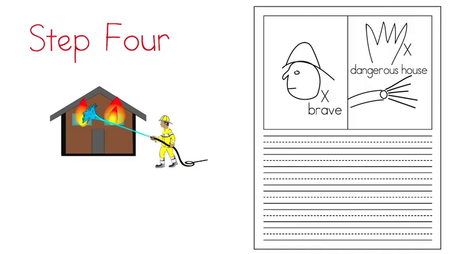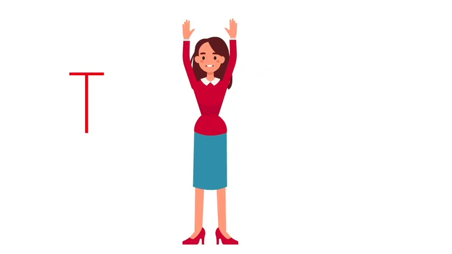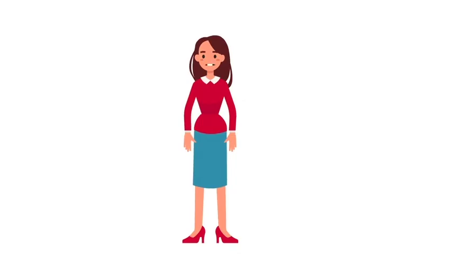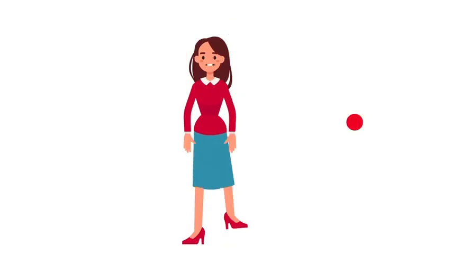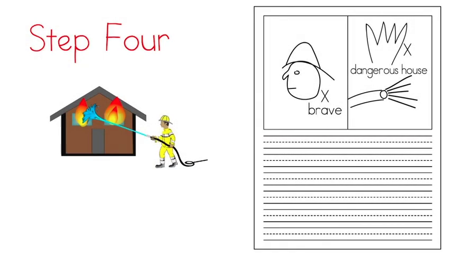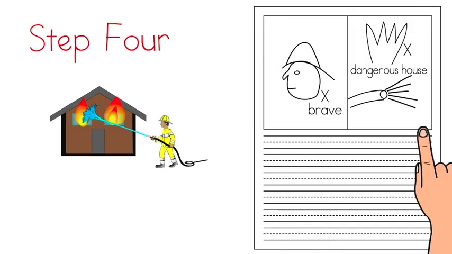Plan for the capital and stop. Every sentence starts with a capital, and every sentence ends with a stop. Go back to the planner. Say the sentence. Then write the first word of the sentence in the left box and mark a period in the right box to show that's where the sentence begins and ends.